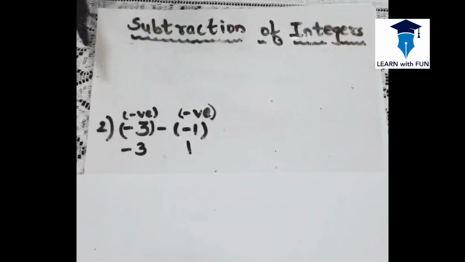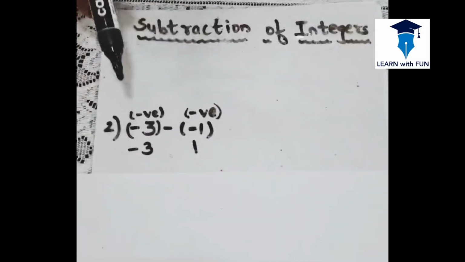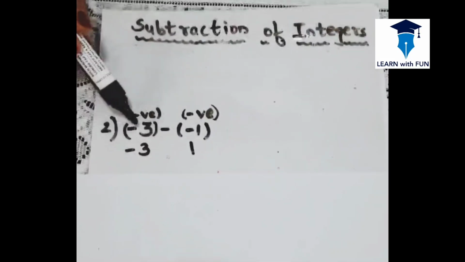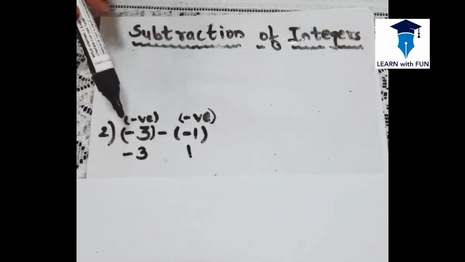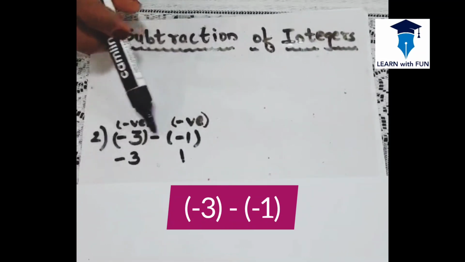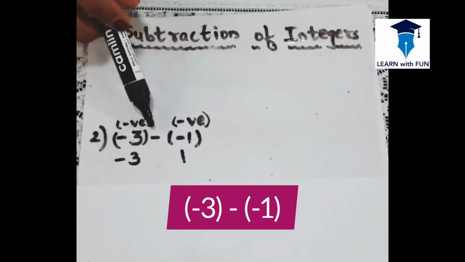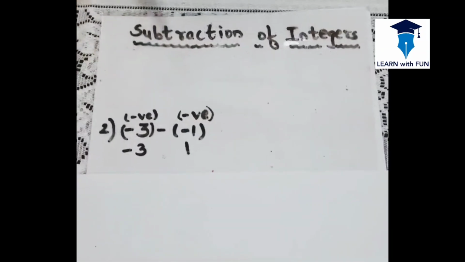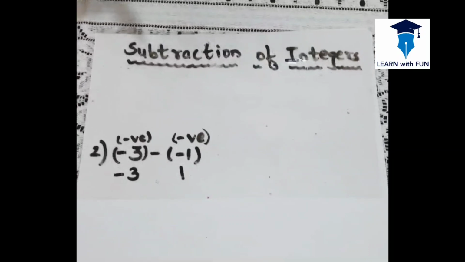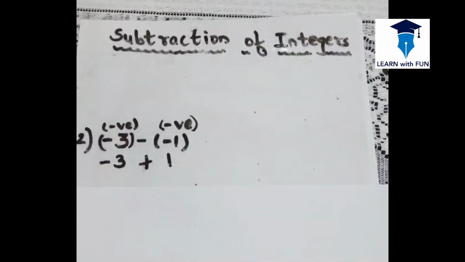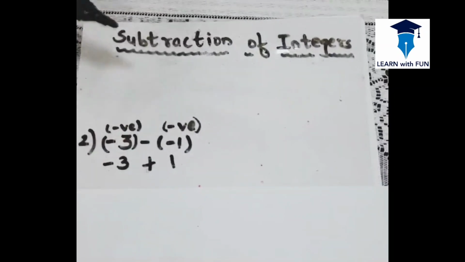Alright. The next sum, we are taking two negative numbers and we are subtracting it. So the first number that we have taken is minus 3, and minus 3 we are subtracting with minus 1. So there are two signs you can see adjacent to each other, and the two signs are minus and minus. That is two negative signs. And I told you when we have two negative signs, what we are going to do is put a plus sign.